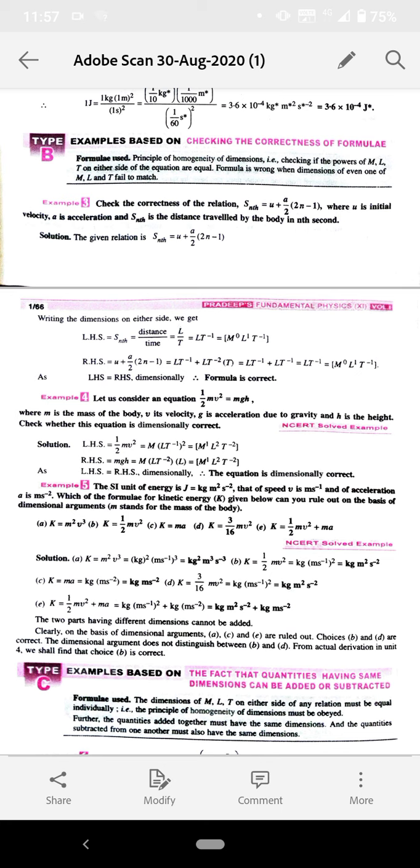अब आप देखिए LHS और RHS दोनों के डायमेंशनल फॉर्मूला सेम आए हैं, तो this equation is dimensionally correct.